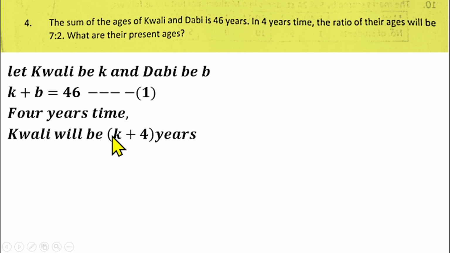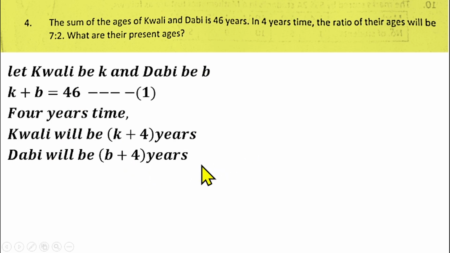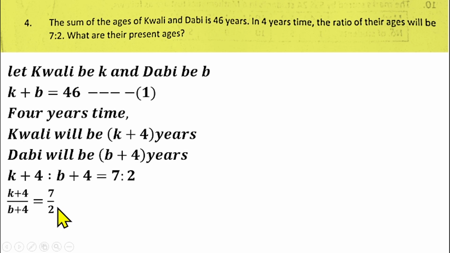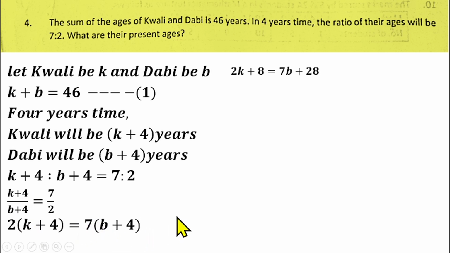In 4 years' time, Kwali will be K plus 4 years. And in 4 years' time, Dabi will be D plus 4 years also. And in 4 years' time, the ratio of their ages will be 7:2. So K plus 4 ratio D plus 4 equals 7:2. And we know that ratio means division. So you have K plus 4 over D plus 4 equals 7 over 2. You can cross multiply from there. That gives us 2 into K plus 4 equals 7 into D plus 4. Expand the bracket, that gives us 2K plus 8 equals 7D plus 28.